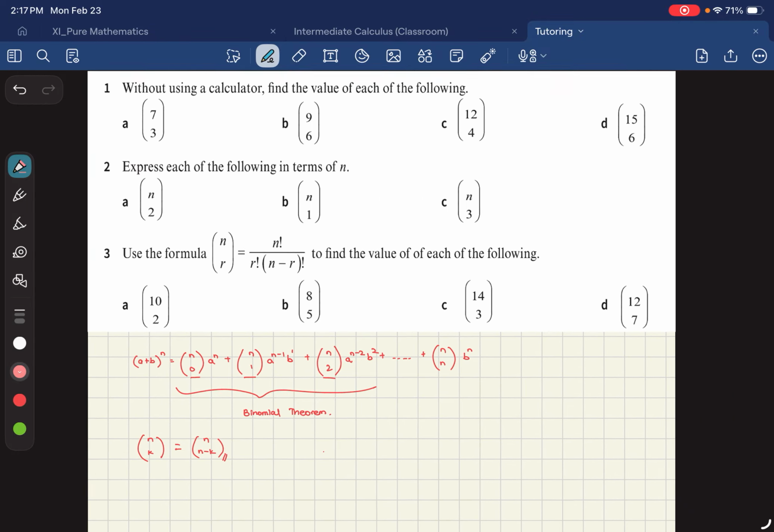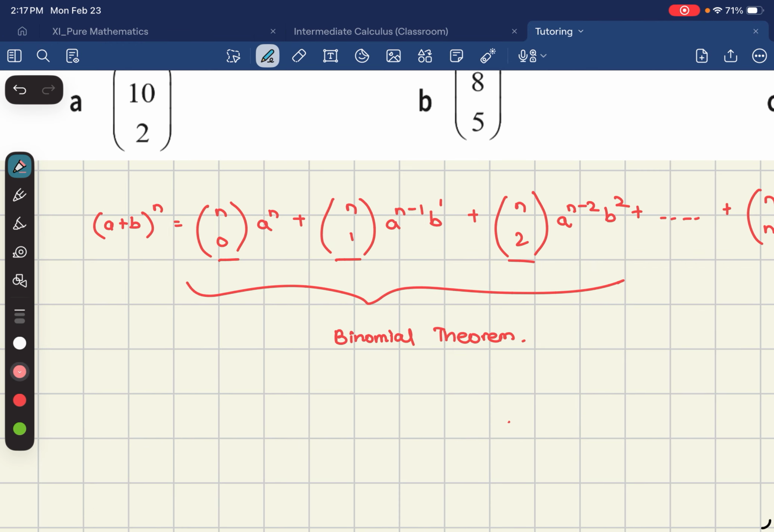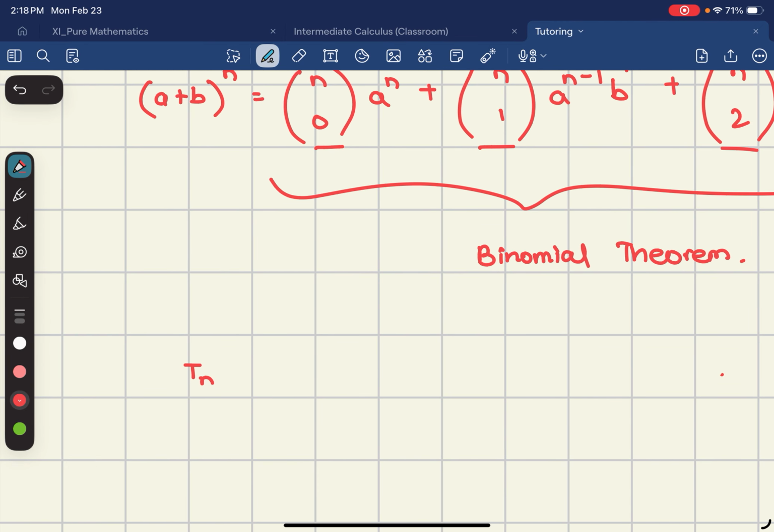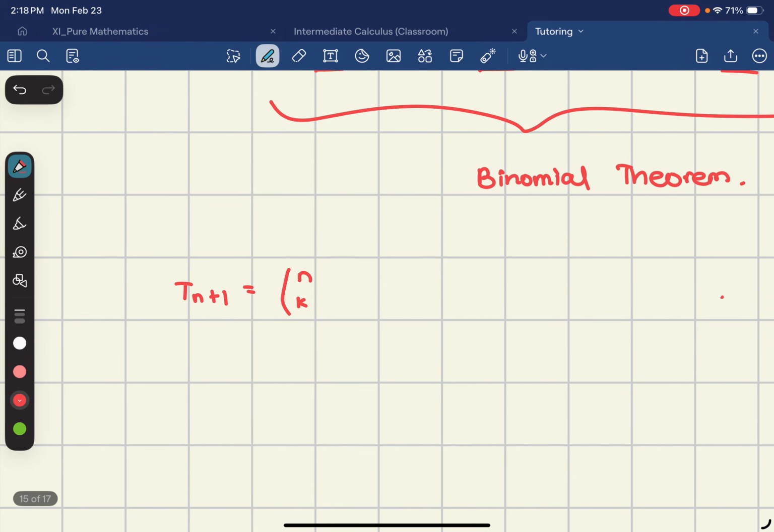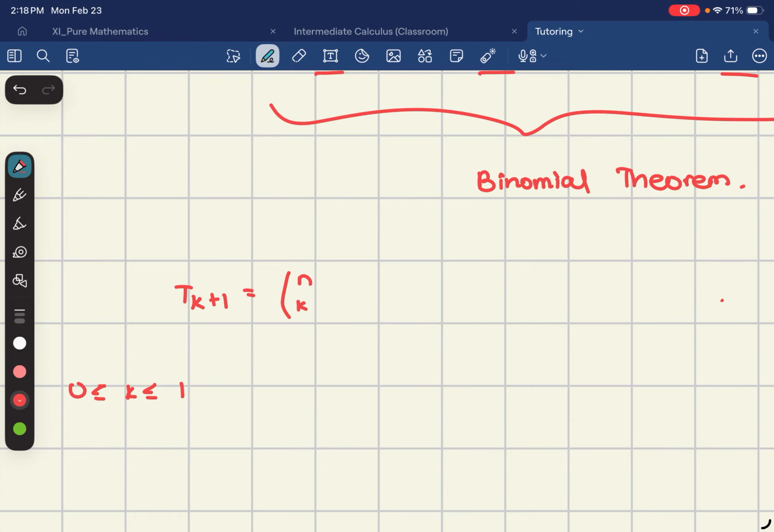And the final formula that will be very important for our calculations is the nth term. We looked at the derivation, we looked at the idea. So the general term, the (k plus 1)th term of a binomial expansion, is given by T(k+1), and k ranges from 0 up until n.